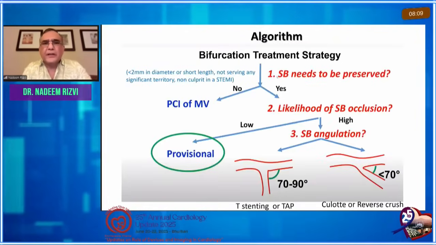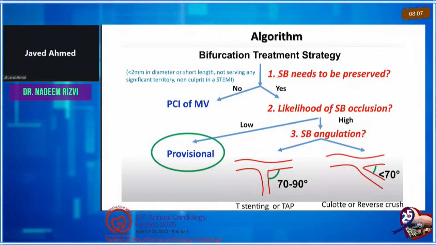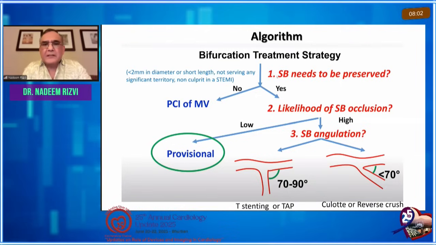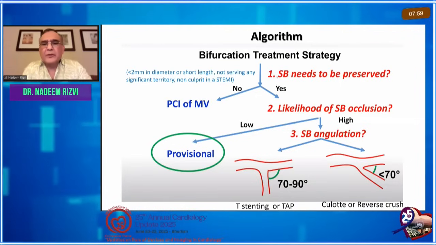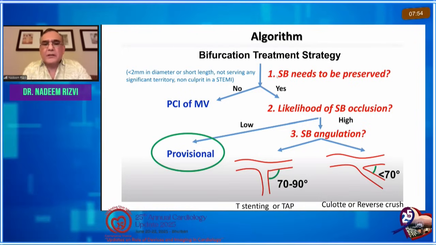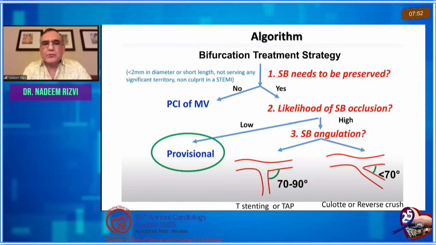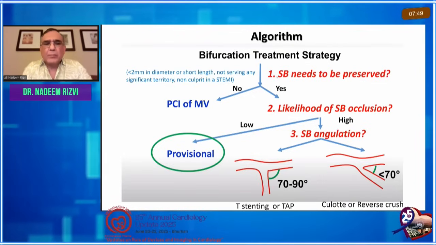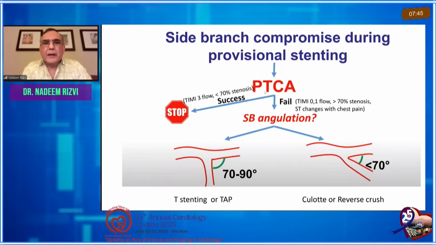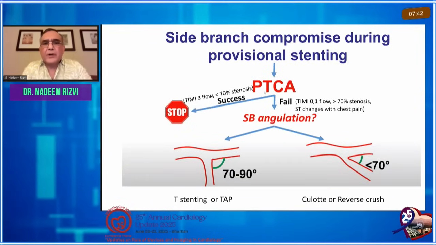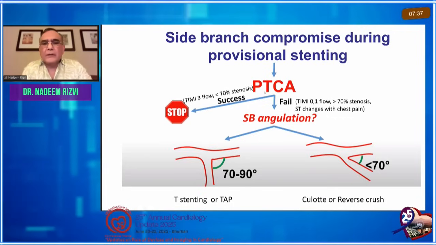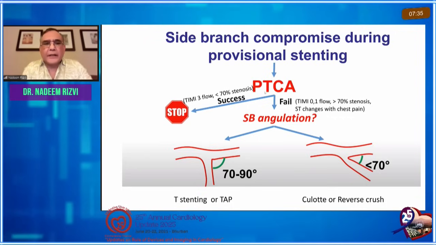The algorithm again is very simple, despite all the Europeans and everyone telling it's not simple. If the side branch needs to be preserved, yes, and the likelihood of side branch compromise is high, then you go for a two stent strategy. Whether you go for T stenting, culotte or reverse crush depends on the angle. If the side branch is not important, then you can go for provisional. If side branch compromise does happen during an angioplasty, then depending on the angulation, you go for T or culotte or DK crush.